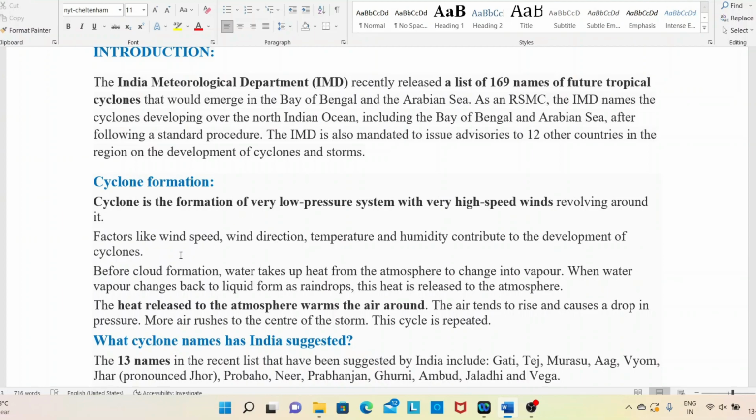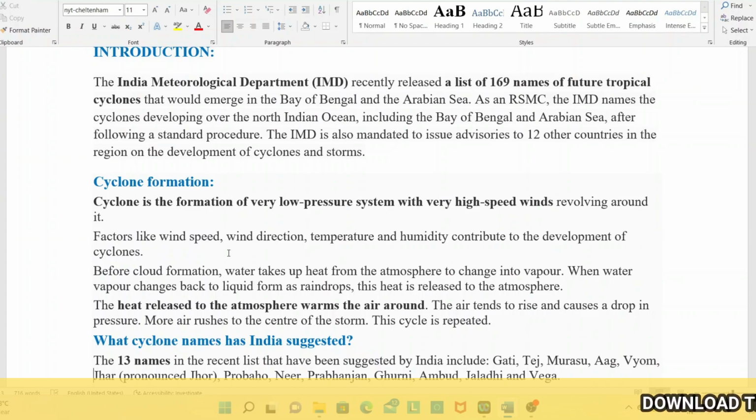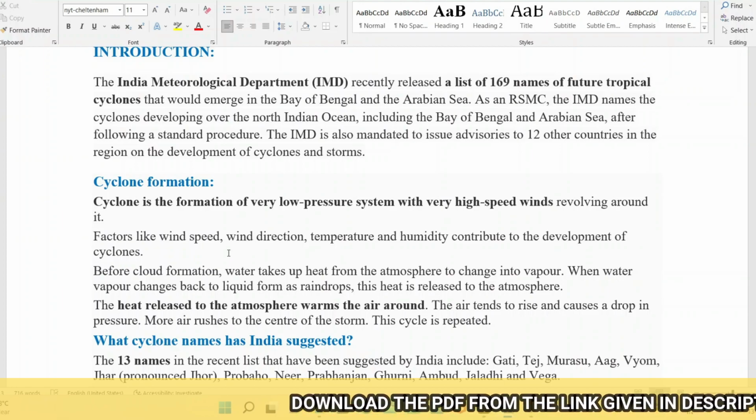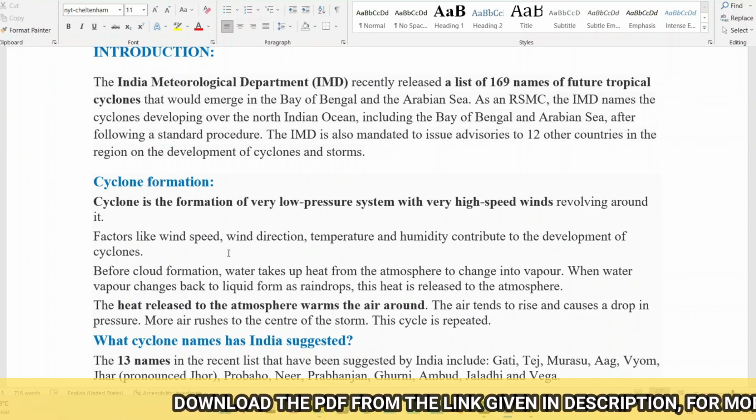The factors like wind speed, wind direction, temperature and humidity contribute to the development of cyclones. These are the factors which help the cyclones to develop.